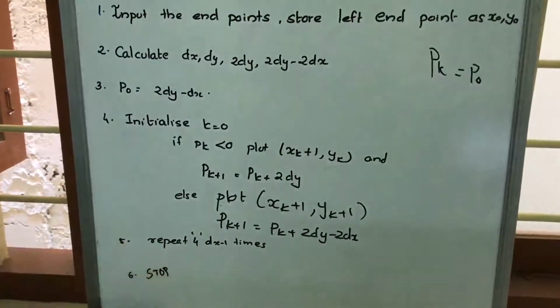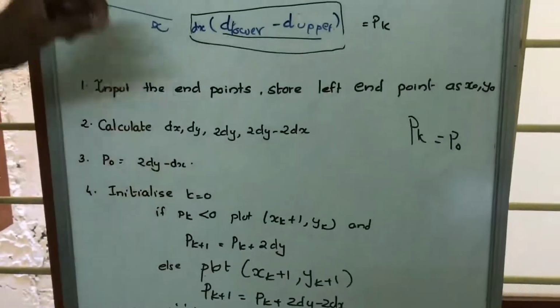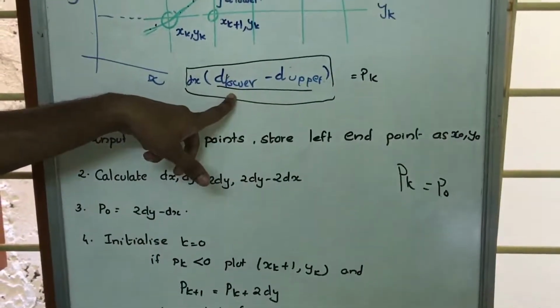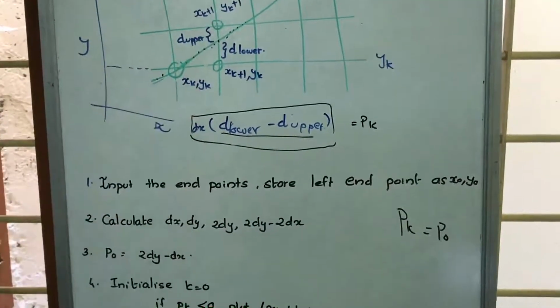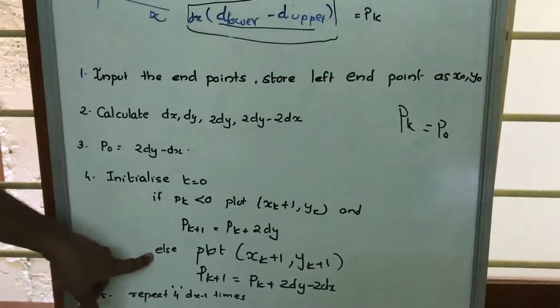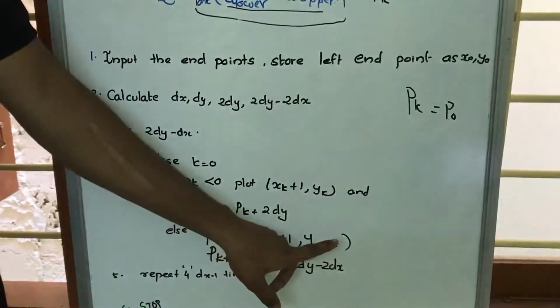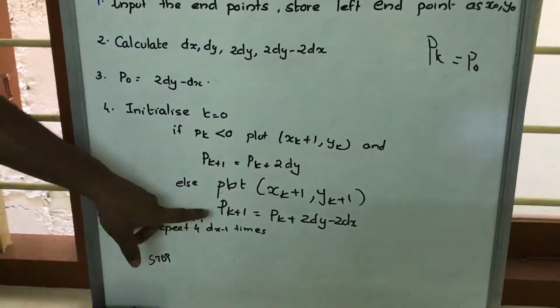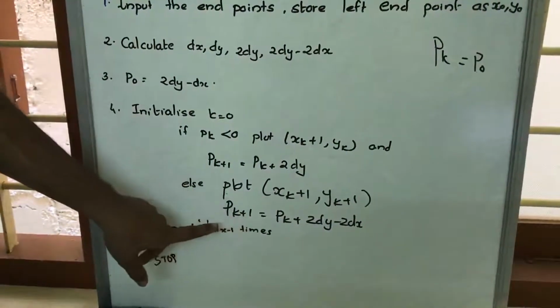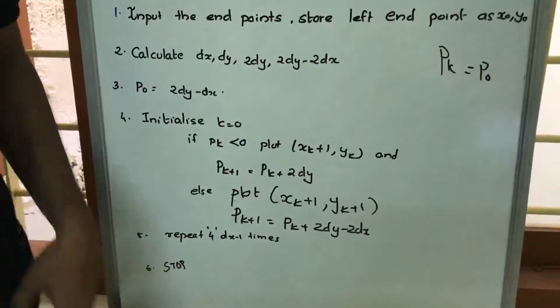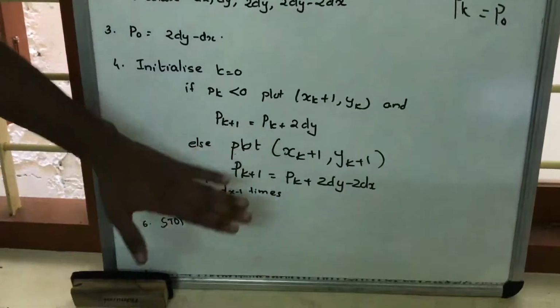Or else, if pk is greater than 0, that is, d lower is higher, then we will select this point. So if pk is greater than 0, plot (xk+1, yk+1), and then our new pk+1 will be pk plus 2dy minus 2dx. Then after that we come out of this step.